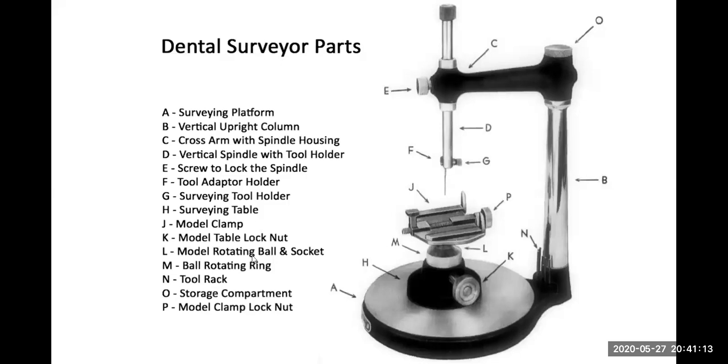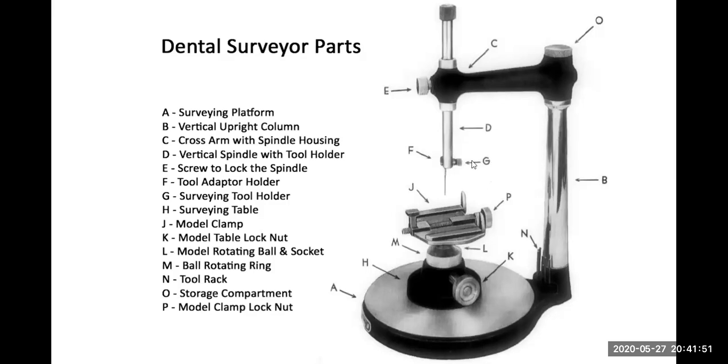Whereas the model table lock, this is K here, enables you to tilt. If you unscrew this, then you can move the model table the way you like. So it moves along the rotating ring, which is M here. So the K is very important, the P very important as well. They help you to move your model to assume the tilt that you want. Tilt is position of rotation.